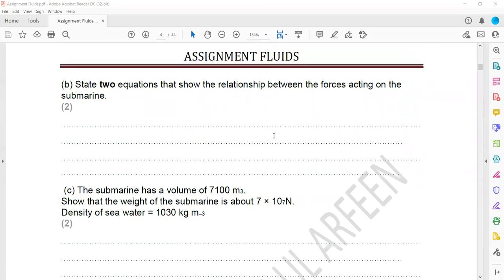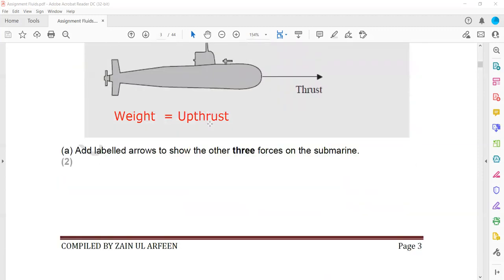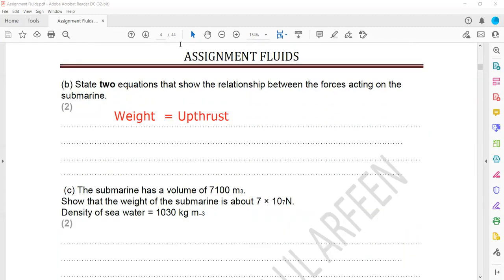State two equations that show the relation between the forces acting on the submarine. So the two forces which are acting: weight is equal to upthrust, and the second force, the thrust, is equal to drag.